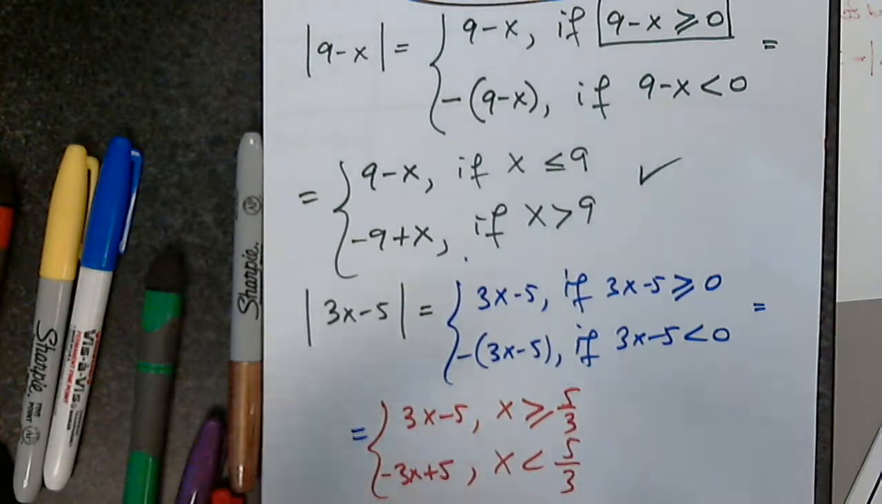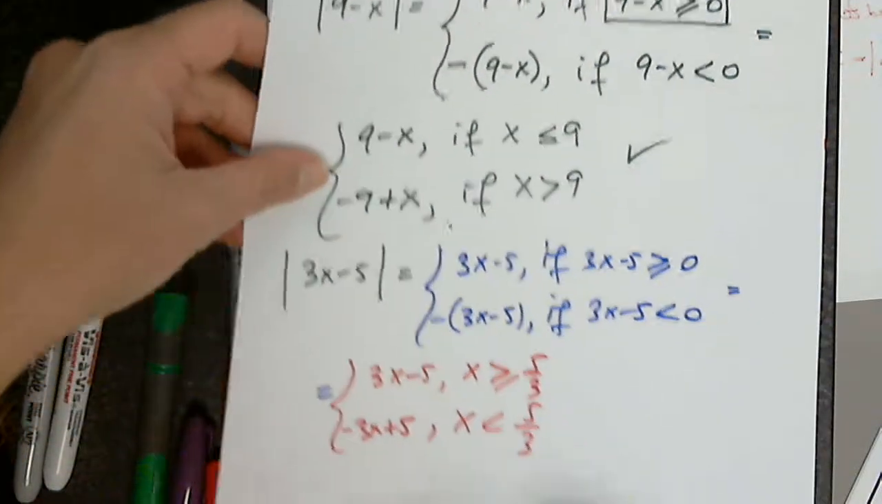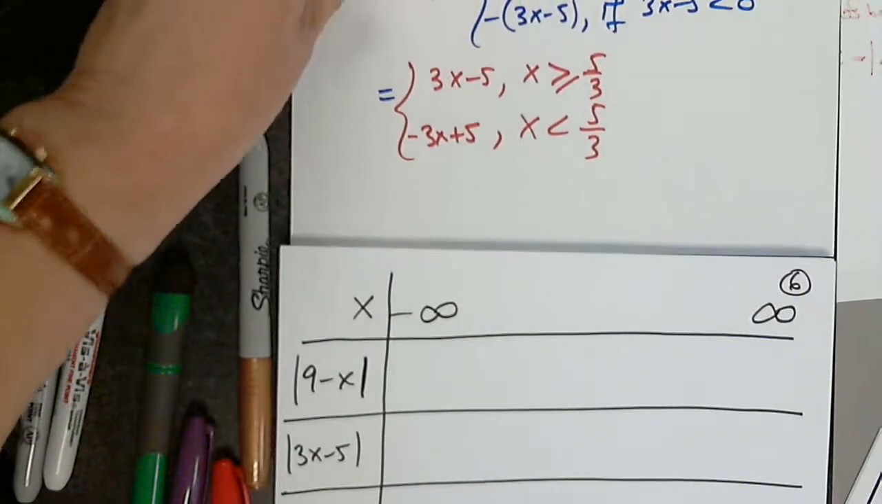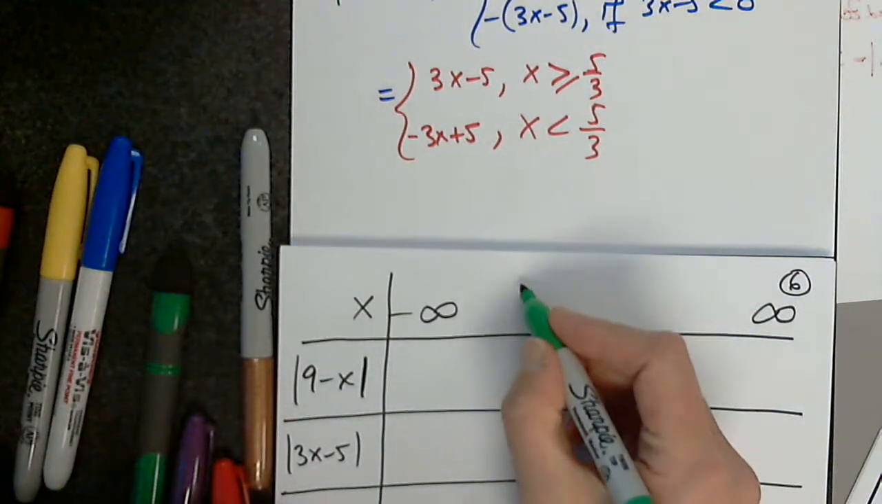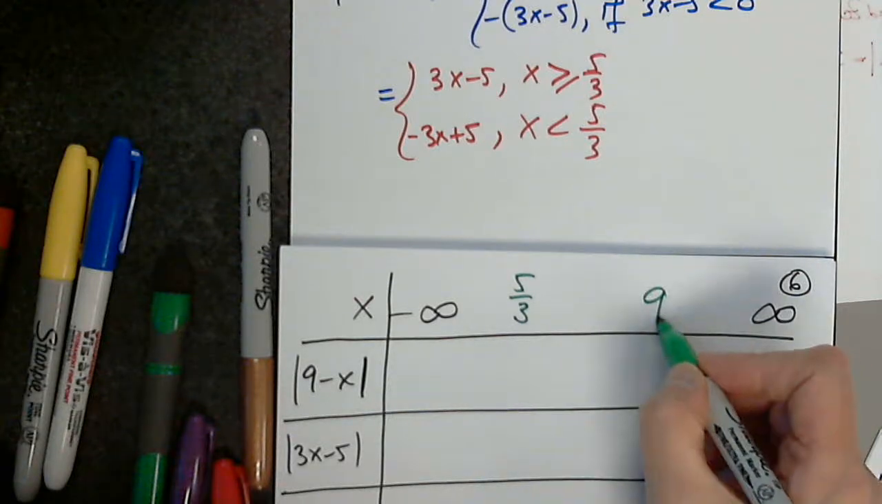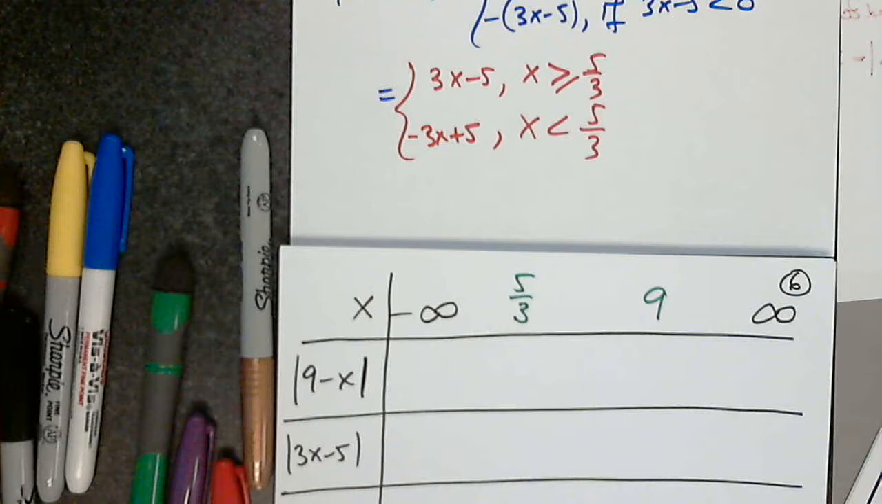Okay, what key number do we have in the second function? That's all we need. Only those key numbers, nothing else. In order from left to right, we cannot just put them in. So I have to have 5/3 and I have to have 9. Nothing else matters here. We just plug this in.